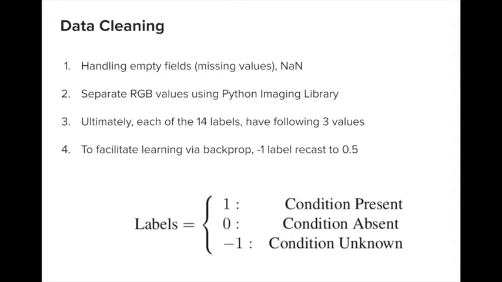Now, the first step in the case of any data science problem is to clean the data. Real world data is never perfect, and hence preprocessing is part and parcel. The first step that we did was to look at the data, and we saw that there were a lot of empty fields and missing values. So we handled them. The second thing we did was to separate RGB values using the Python Imaging Library. Ultimately what we got was 14 labels, and each of them had 3 values: 1, 0, and -1. However, to facilitate learning via backprop, we recast the -1 label to 0.5.